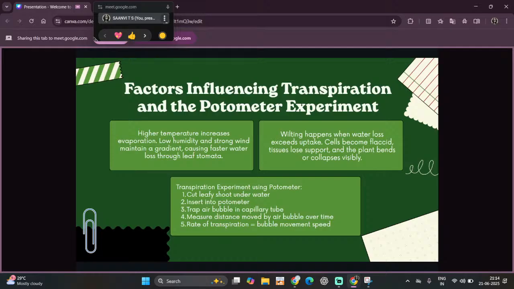This means that there will always be a diffusion gradient for the water vapor because there is less of it outside the leaf than in the air spaces inside the leaf. So, water vapor diffuses out of the leaf faster on a windy day than on a day when the air is still. Hence, a strong wind increases water loss via transpiration.